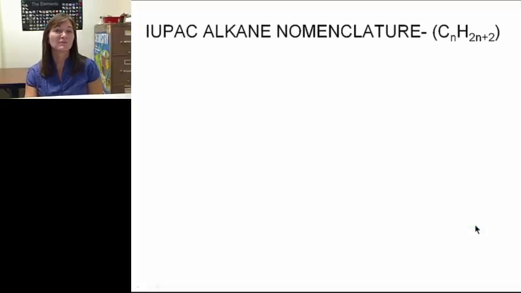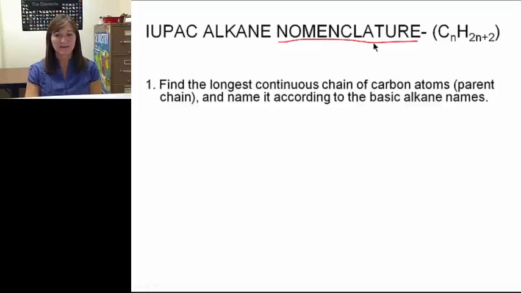So here are the rules for naming alkanes. The long word we use for naming is nomenclature. So the nomenclature we're going to use. This slide I know is wordy. What I'm going to do is I think I'm going to flip us back and forth between this slide and an example slide coming after so that I have something to work with while I'm teaching you this.